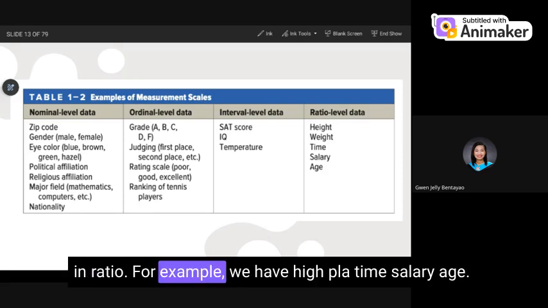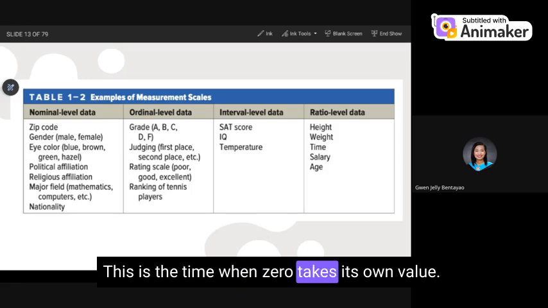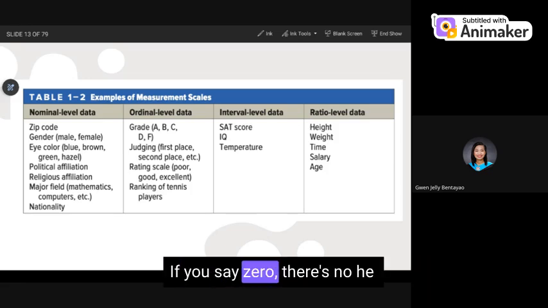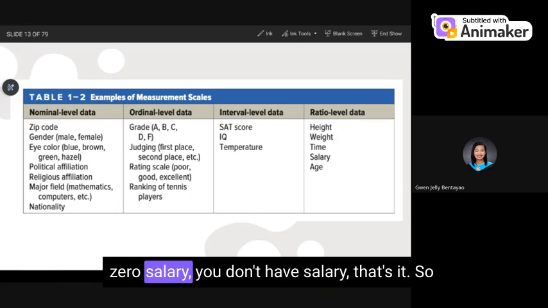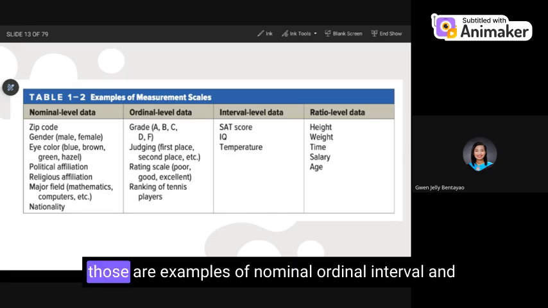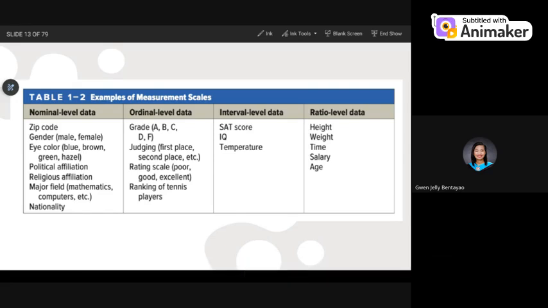In ratio, for example, we have height, weight, time, salary, age. This is where zero takes its own value. If you say zero height, there's no height. Zero weight, there's no weight. Zero time, there's no time. Zero salary, you don't have salary. That's it. So those are examples of nominal, ordinal, interval, and ratio level.